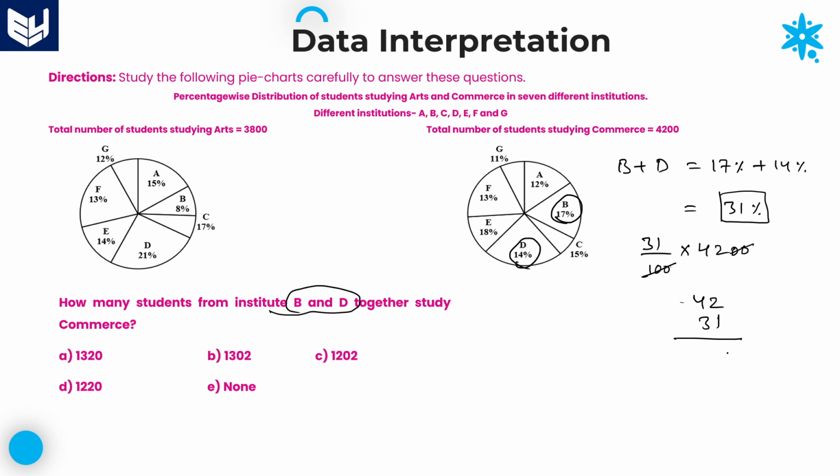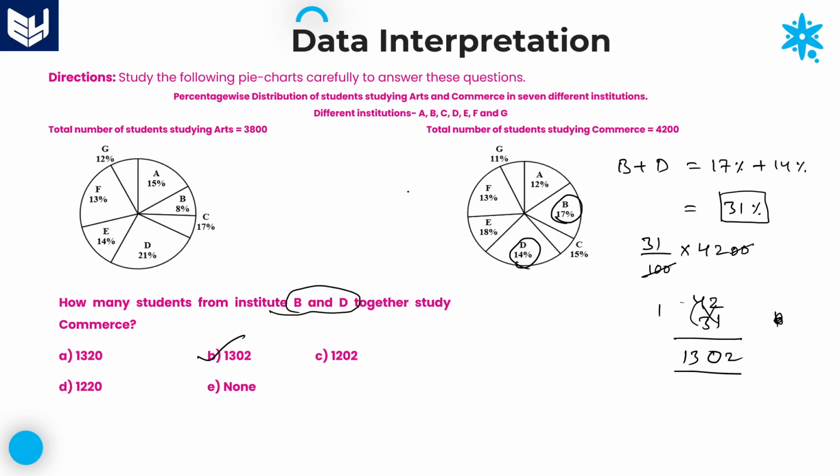Now 42 into 31. 2 ones are 2 and next 4 plus 6. Sorry, not 1. 2 ones are 2. 4 ones are 4 plus 2 threes are 6. 4 plus 6 is 10, 1 is carry. 4 threes are 12, 12 plus 1 is 13. 1302, that is the required answer. It means 31% of the 4200 value we got as 1302, which is option B. Option B is the right answer for this question.